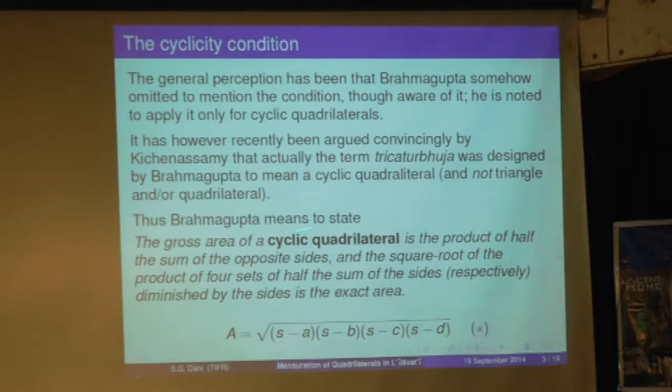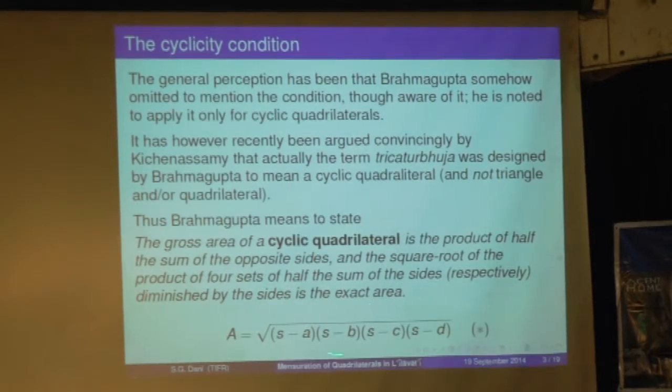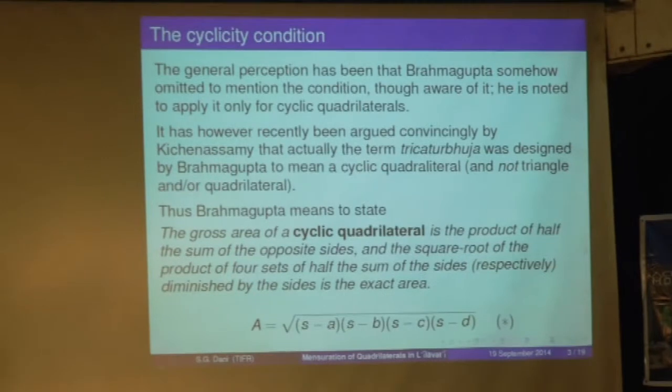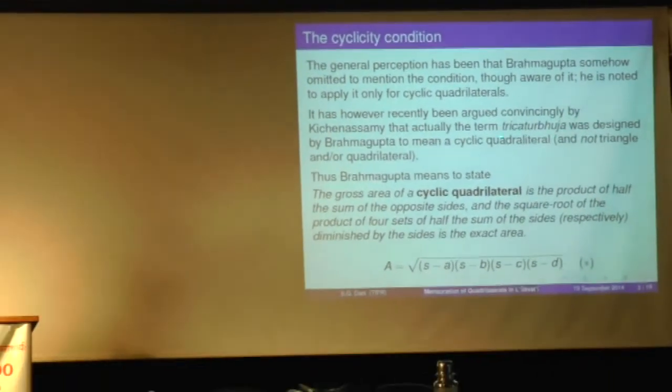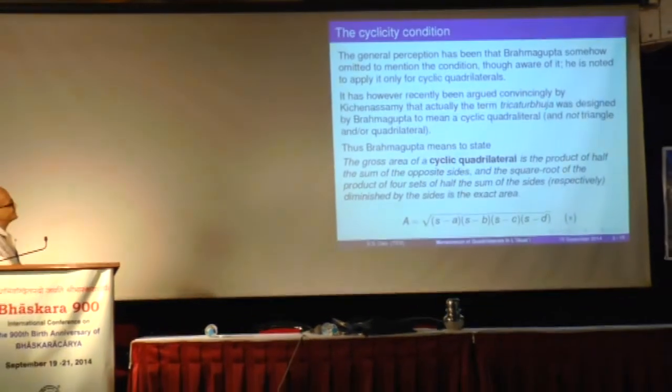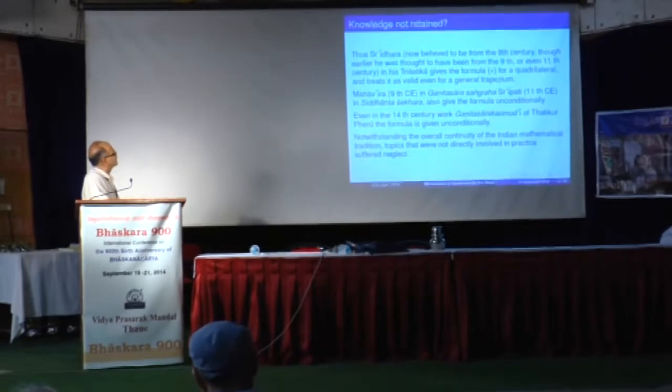So Brahmagupta actually did mean that the gross area of a cyclic quadrilateral is the product of half the sum of opposite sides, and the exact area is the square root of the product of etc., etc. So this is the exact formula for cyclic quadrilaterals. Now the reason for this terminology, this term can be a sort of, I don't know if I have said it here.